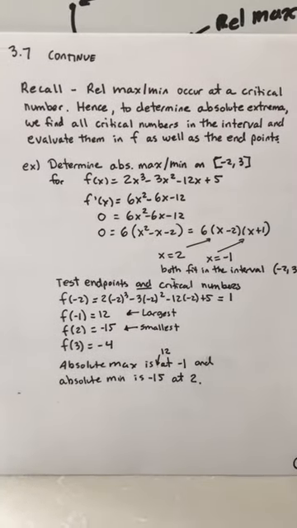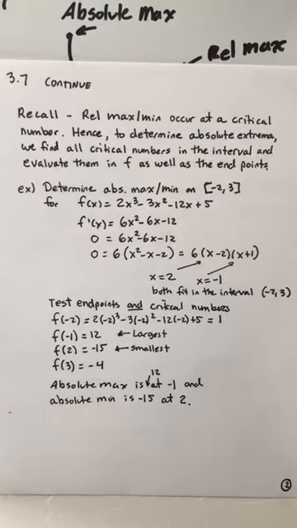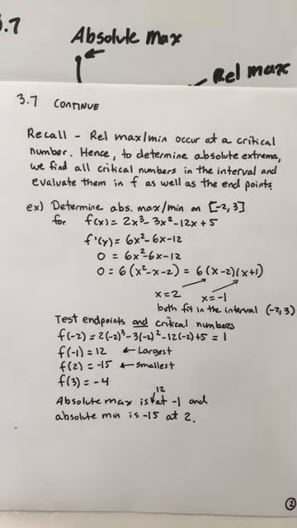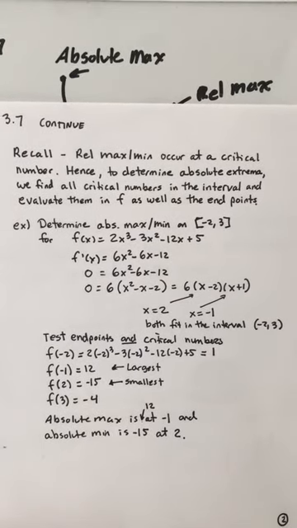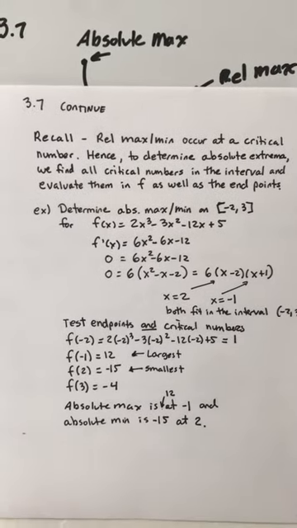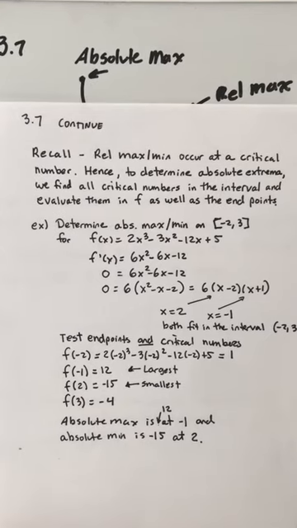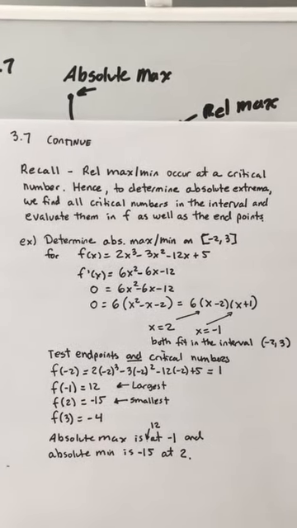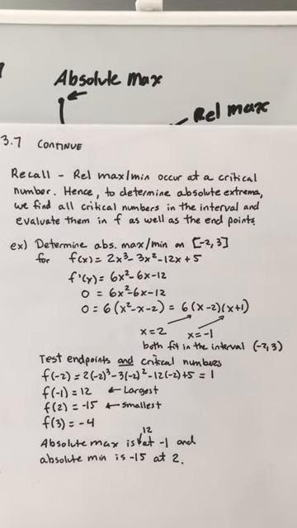So, recall the relative maximum and minimum occur at a critical number. Hence, to determine absolute extrema, we find all critical numbers in the interval and evaluate them in f as well as the endpoints. So here's an example. Determine the absolute maximum on the closed interval from -2 to 3 for f of x equals 2x cubed minus 3x squared minus 12x plus 5.